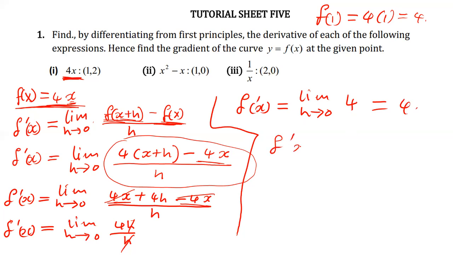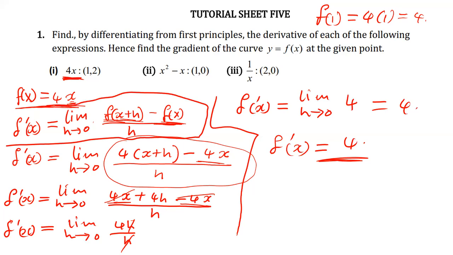Hence, f prime of x is simply equal to 4. So talking about the first principle, the most important thing is knowing how to apply this formula. That's the most important thing. Otherwise, other things are simple and straightforward. Do you have any questions on this question before we pick another question?